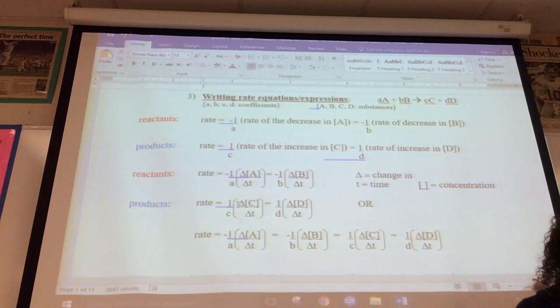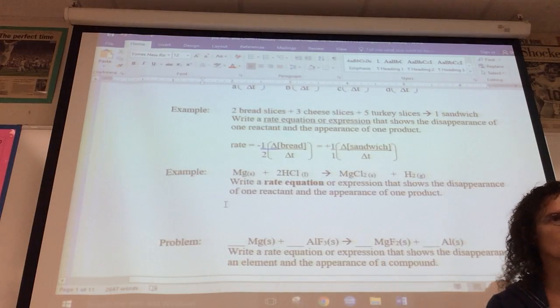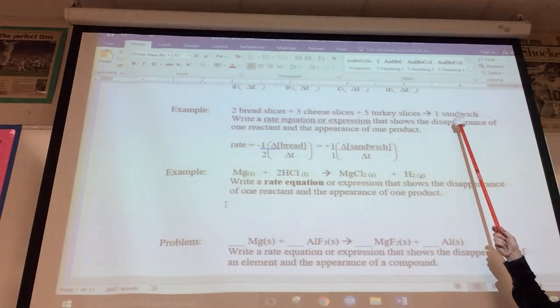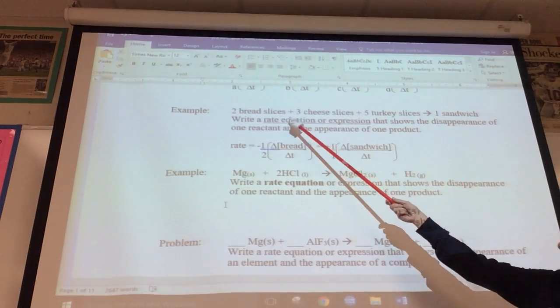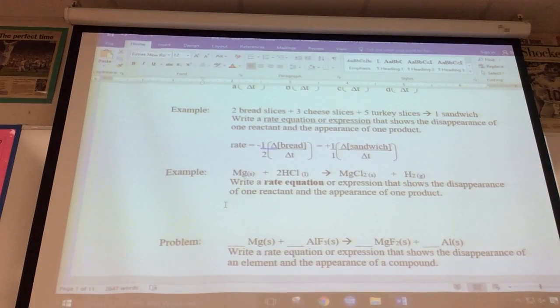And I'll illustrate that for you here, and then we'll do a few examples so that you feel comfortable with it. In this first generic example, you're making 1 sandwich from 2 slices of bread, 3 slices of cheese, and 5 slices of turkey.